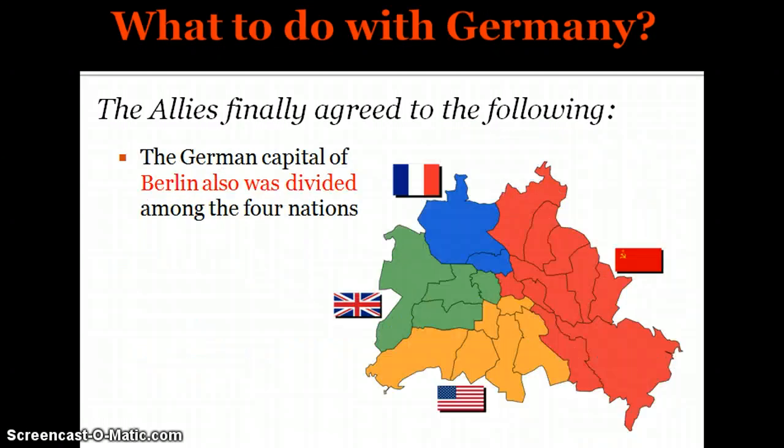Another important piece of the Allies' agreement was about what to do with the German capital of Berlin. They decided that this city was so important and so powerful when it comes to the country of Germany that they also would partition that into 4 separate zones as well. So we've got the Soviets controlling eastern Berlin, with the United States, Great Britain, and France taking small portions of the western part of the city.